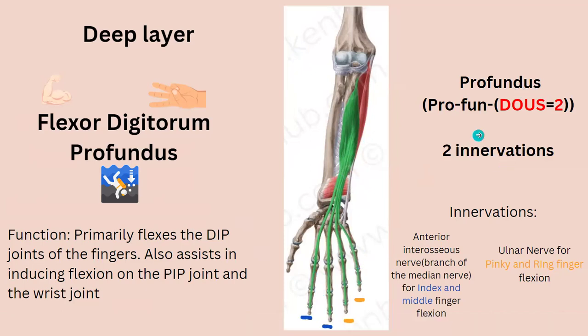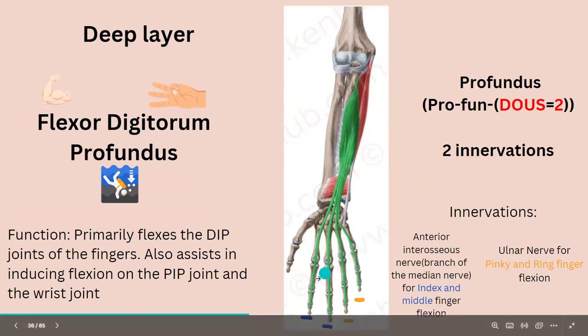Now, a way I used to memorize this is profundus. I took the last part like this, and I made it sound like deuce. So deuce meaning two. So it's innervated by two different nerves. So it's really important to know which fingers are innervated by which nerve. So pinky and ring finger, ulnar nerve; index and middle finger, anterior interosseous nerve.